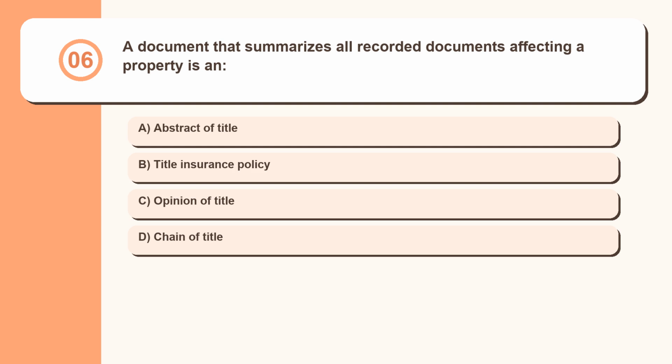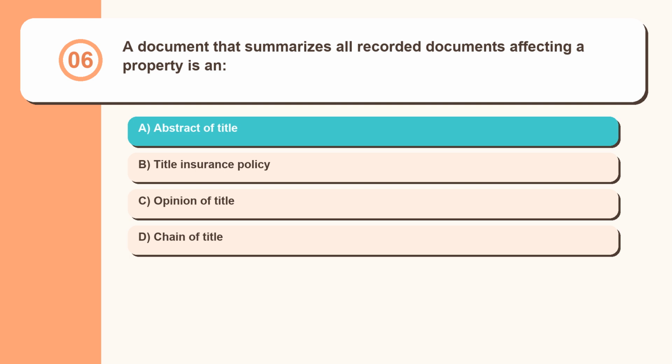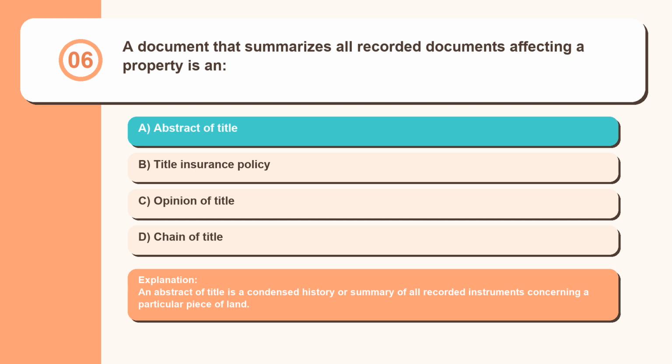Question 6. A document that summarizes all recorded documents affecting a property is an abstract of title, title insurance policy, opinion of title, chain of title. An abstract of title is a condensed history or summary of all recorded instruments concerning a particular piece of land.